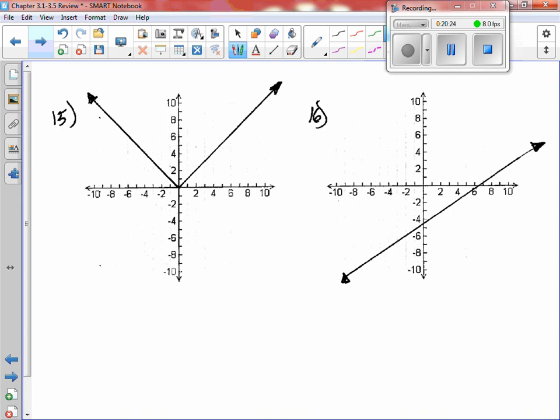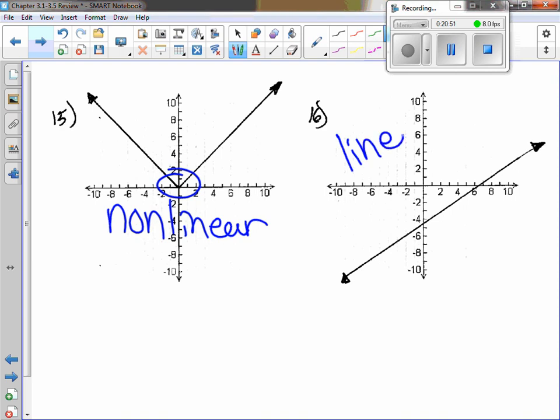How about 15? 15 is? It's almost, but if it didn't make a turn right there at 0, 0, or it went from going down to going up, it would be. But this here is not linear because it is not a straight line. How about 16? Linear, because it is a straight line. That's it. Any questions on these here? We good with these here?